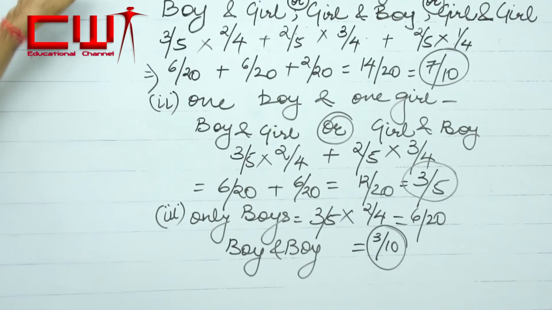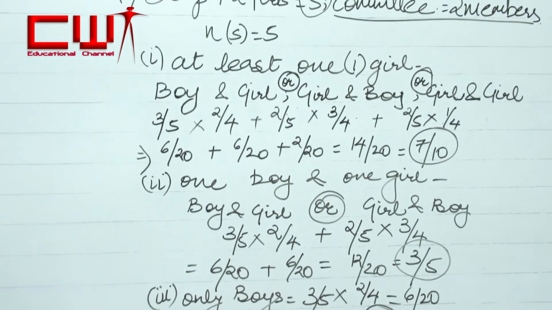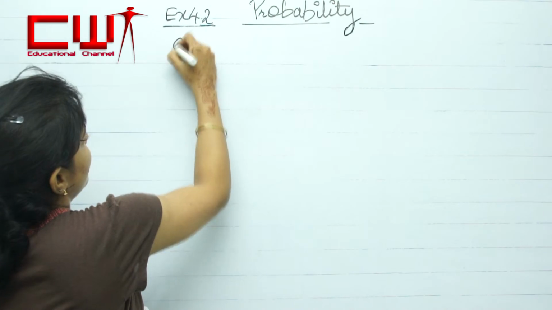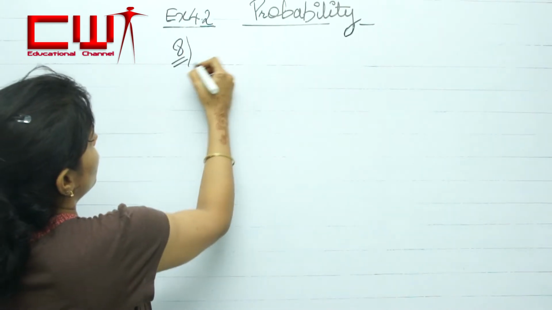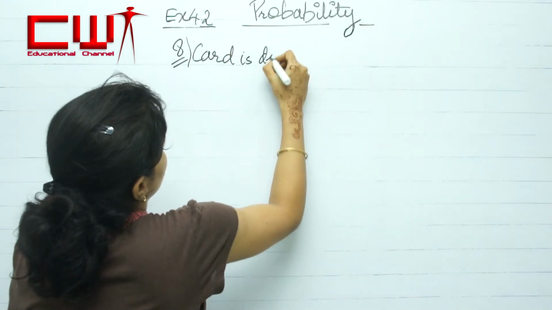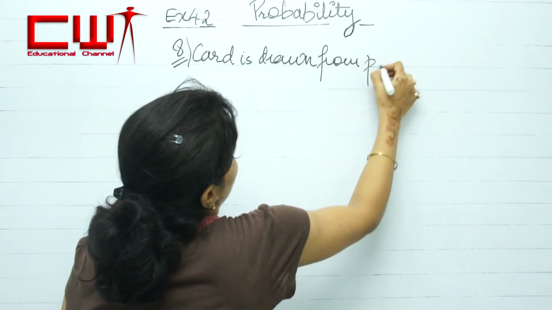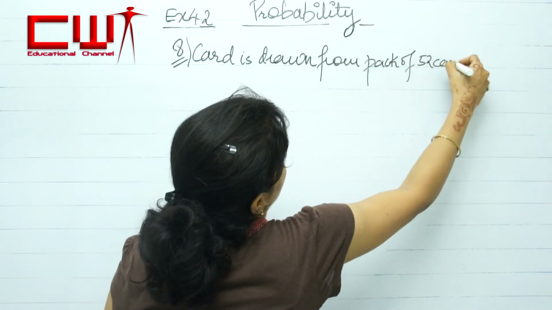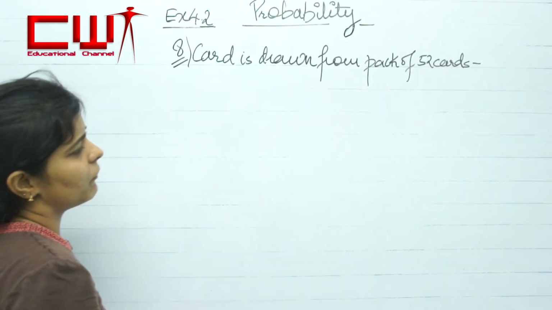This was the 7th question of exercise 4.2. We'll switch on to the last question of exercise 4.2. Next question, that is the 8th numerical of exercise 4.2. They say a card is drawn from a pack of 52 cards. Cards means playing cards. In Hindi you call it tash.